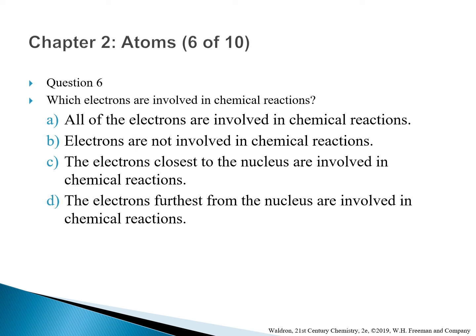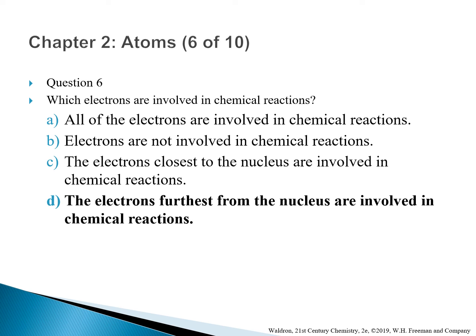Question 6. Which electrons are involved in chemical reactions? A. All of the electrons are involved in chemical reactions. B. Electrons are not involved in chemical reactions. C. The electrons closest to the nucleus are involved in chemical reactions. And D. The electrons furthest from the nucleus are involved in chemical reactions. Please pause your video here.